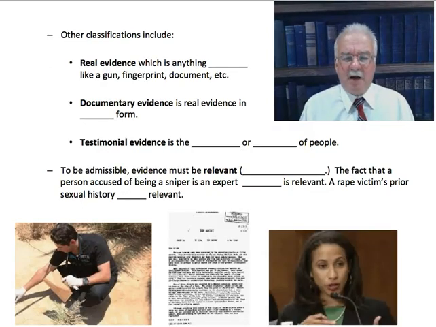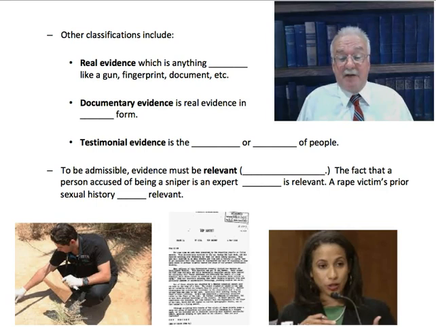All right, let's talk about other classifications of evidence. Real evidence is anything physical, like a gun, fingerprint, document. Documentary evidence is real evidence in written form. Testimonial evidence is the oral statements or testimony of people.